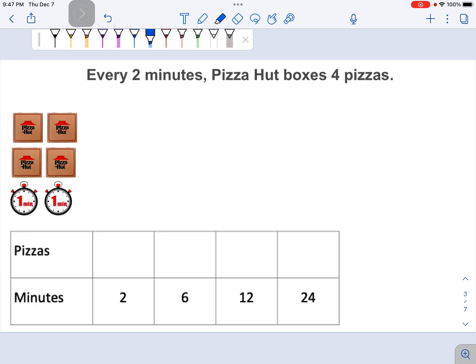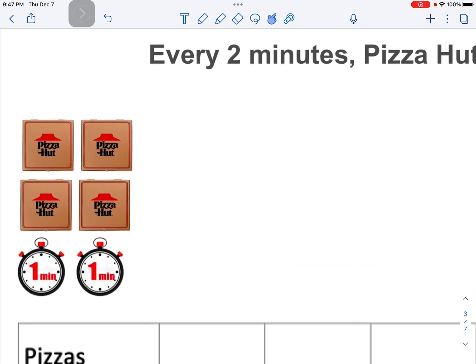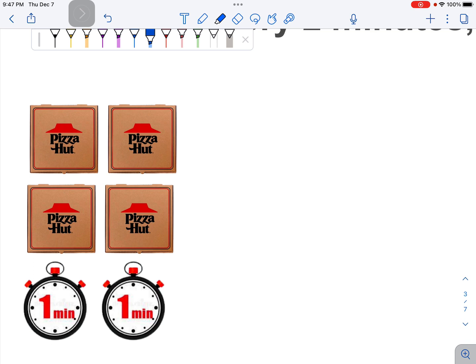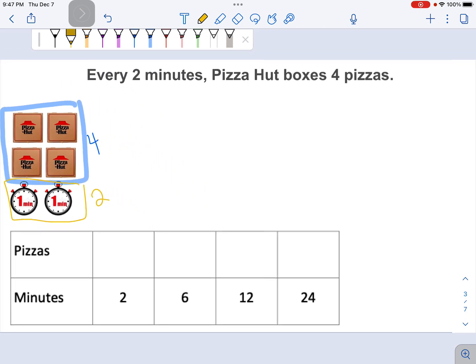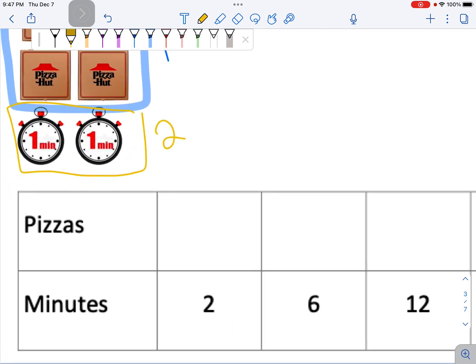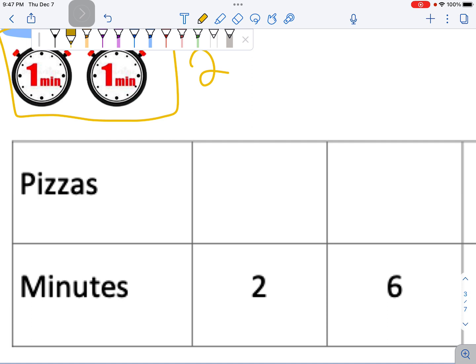So here's my picture. It says every 2 minutes, Pizza Hut boxes 4 pizzas. So here that is. You can see down here on the bottom, it says 1 minute, 1 minute, and 1 and 1 is 2. And then up on the top, there are 4 boxes of pizza. So there's 4 boxes of pizza, and there's 2 minutes. Eventually, I want to figure out how many pizzas they can make in 24 minutes. But before I do that, let's go down to the bottom here and fill this in. In 2 minutes, that was 4 pizzas.